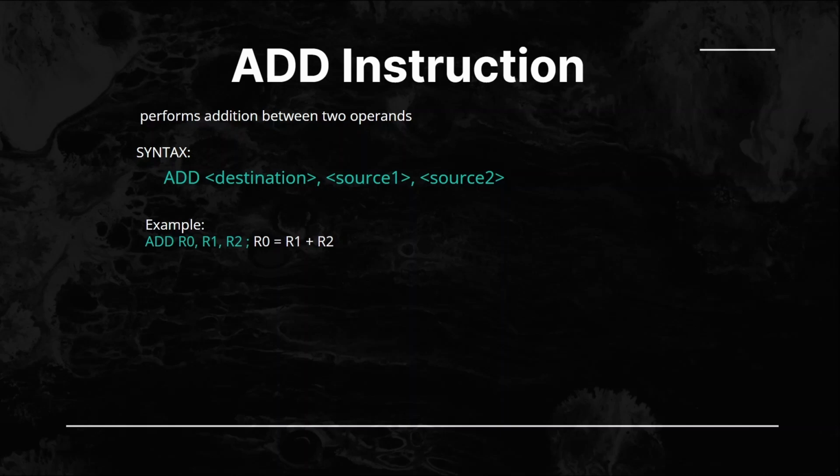For example, here we are storing the addition of R1 and R2 into register R0. Here the addition of immediate values will be stored into R0.